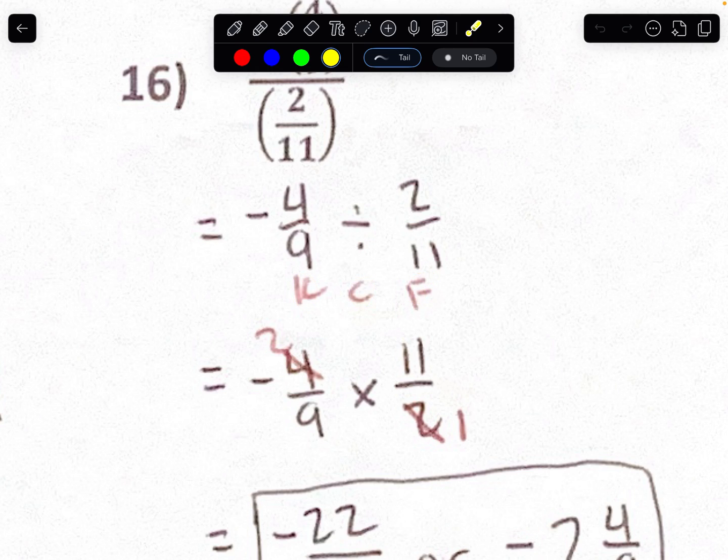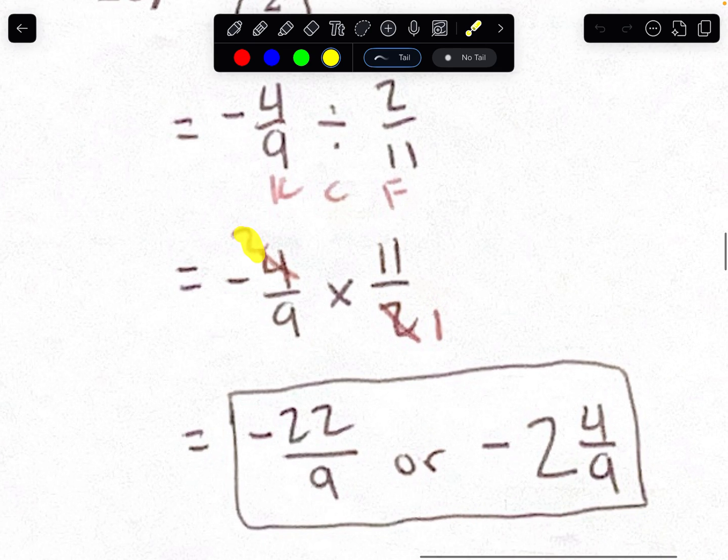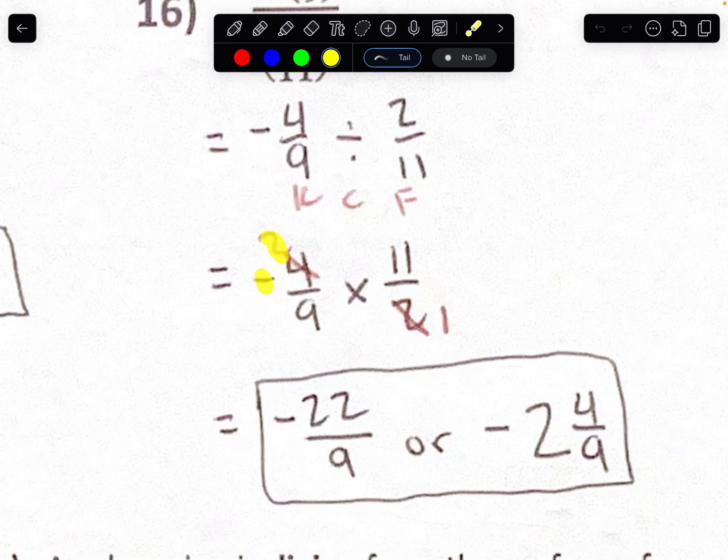So after your keep, change, flip, 2 and 4 can cross cancel. So 2 can go into 2 one time. 2 can go into 4 two times. We have 1 negative, so our final answer will be a negative. So negative 22 ninths or negative 2 and 4 ninths.